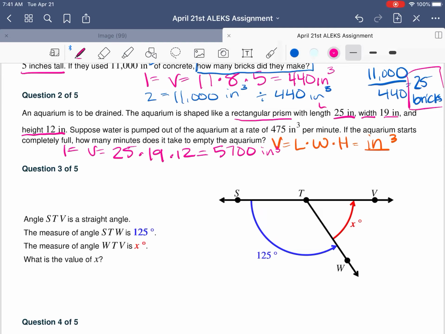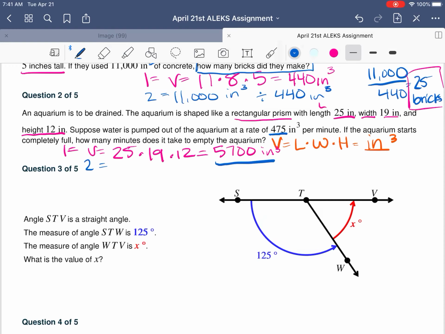Then, just like the other one, I'm going to do my second step. I'm going to do it a little bit backwards though, because I'm going to first of all take this number and divide it by the 475, because it wants to know how many minutes it will take. This is how much it was full, and I'm going to divide it by emptying it out at 475 inches per minute.